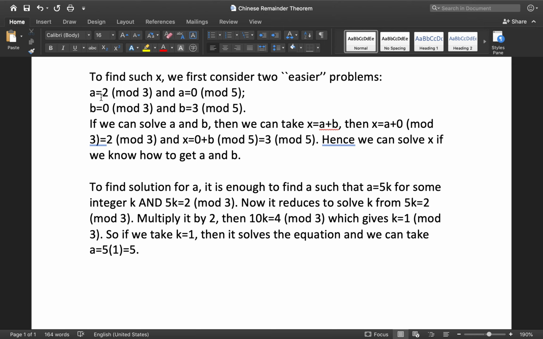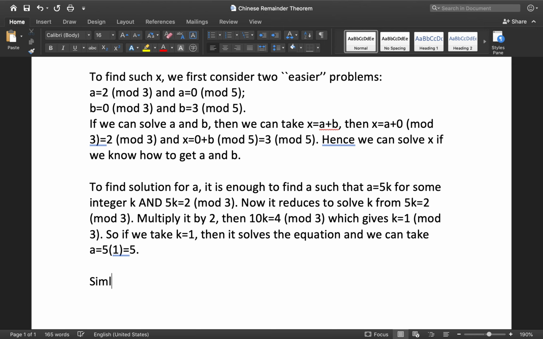You can check whether this is true or not. You put a equal to 5 back: 5 minus 2 is equal to 3, so 5 is congruent to 2 modulo 3. And of course, because 5 itself is a multiple of 5, it must be congruent to 0 modulo 5. So a equal to 5 does solve this problem. So we got a.